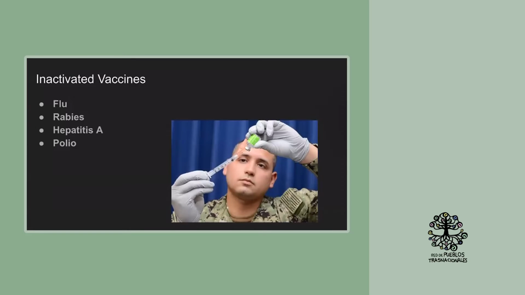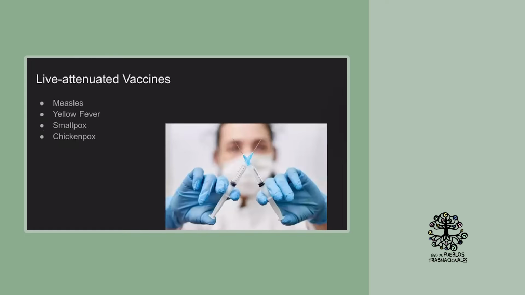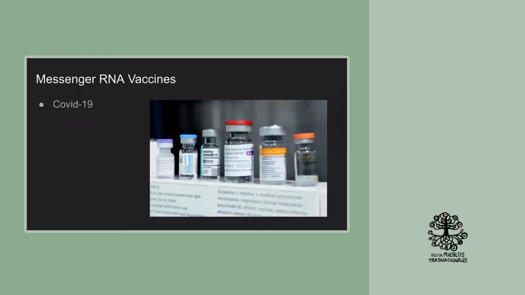Some inactivated vaccines include the flu vaccine, rabies, hepatitis A, and polio. Some of the live attenuated vaccines include measles, yellow fever, smallpox, and chickenpox. And the messenger RNA vaccine is how the COVID-19 vaccine was created, because of how fast a vaccine could be developed and distributed.